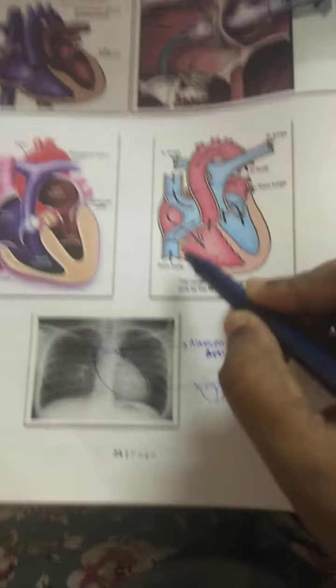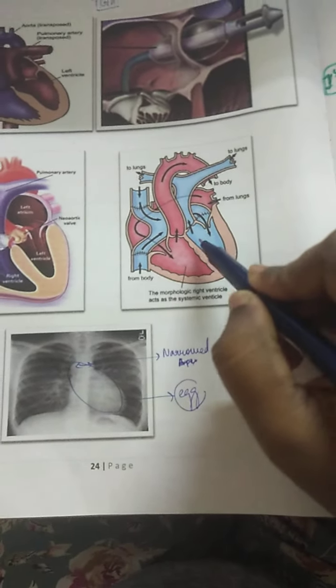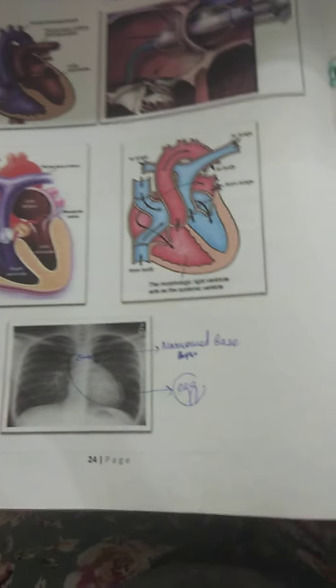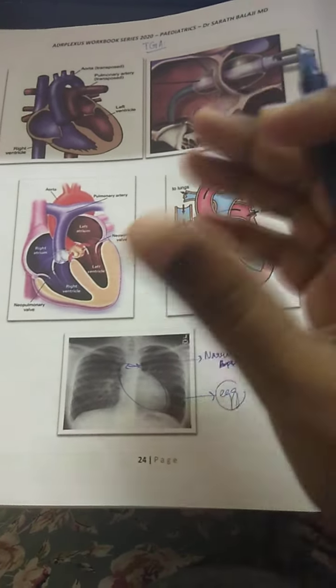Now, what is TGA? See, the aorta should arise from the left ventricle. Here it's arising from the right ventricle, and from the left ventricle you see the pulmonary artery. So this is what has happened. There's a switch in the origin of the aorta and pulmonary artery.